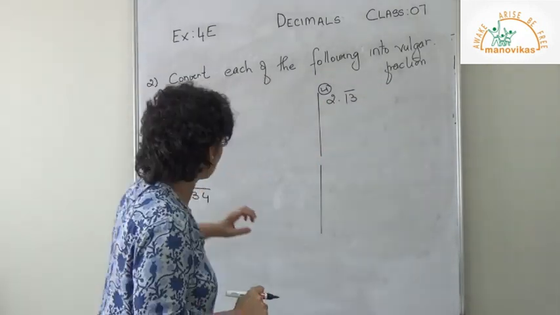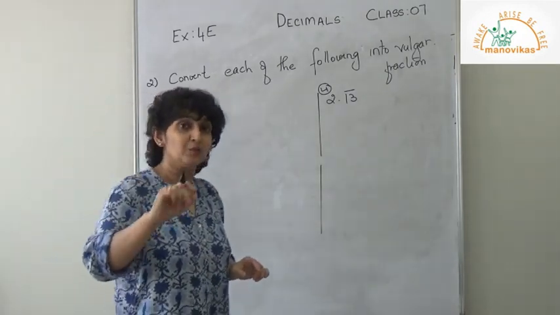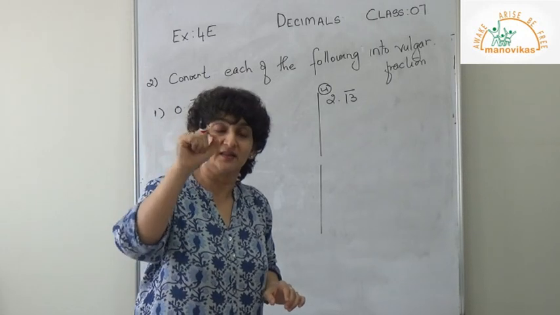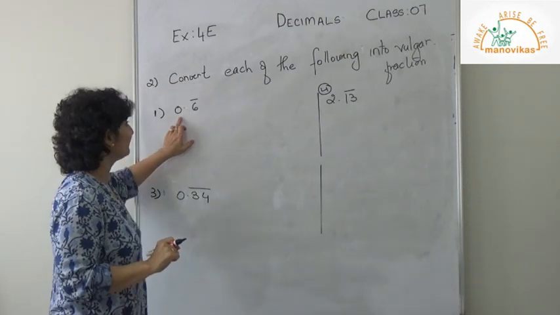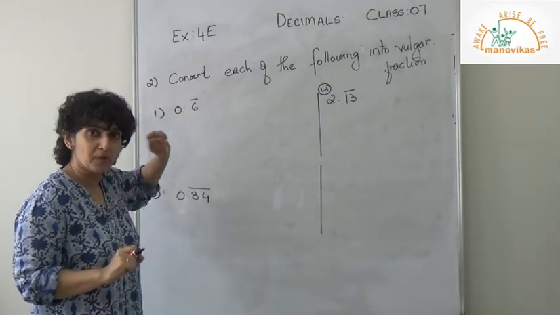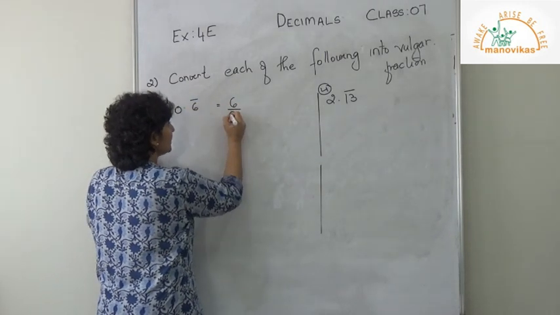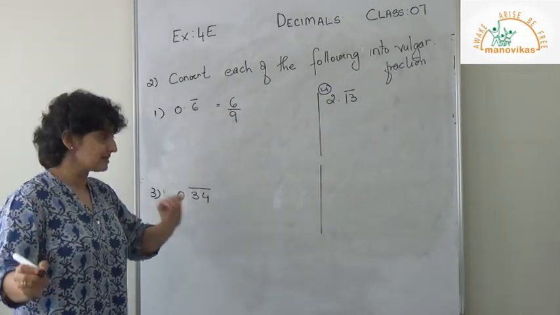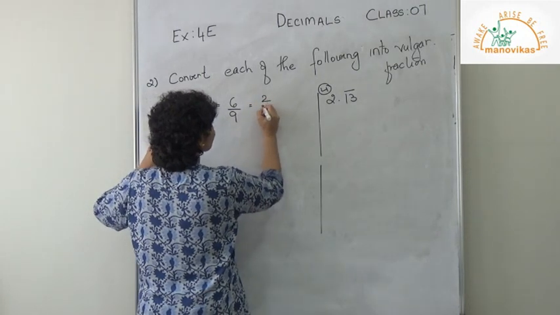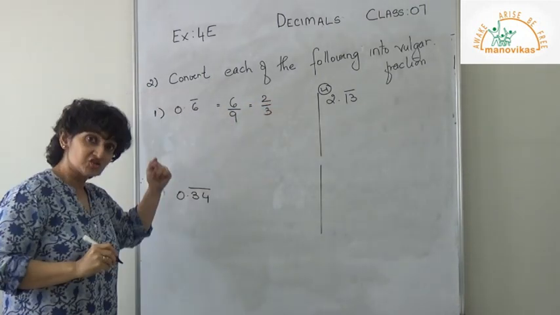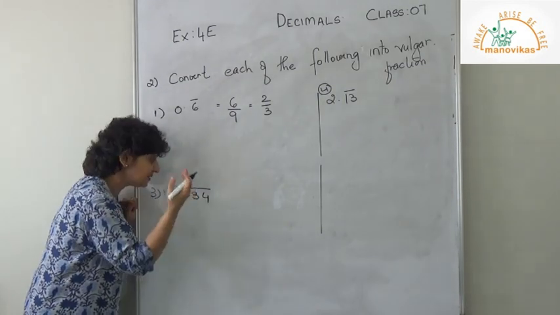Now, in exercise 4E, question 2 says convert each of the following into a vulgar fraction. In a vulgar fraction, children, what we do is, wherever you have a repeating number, there we convert this into such a fraction where the bar turns into 9. Like for example, I have 0.6 bar. So this becomes 6 upon where there is a bar, that in the denominator becomes 9. Have you understood? Now let's reduce it. 3 2s are 6, 3 3s are 9.